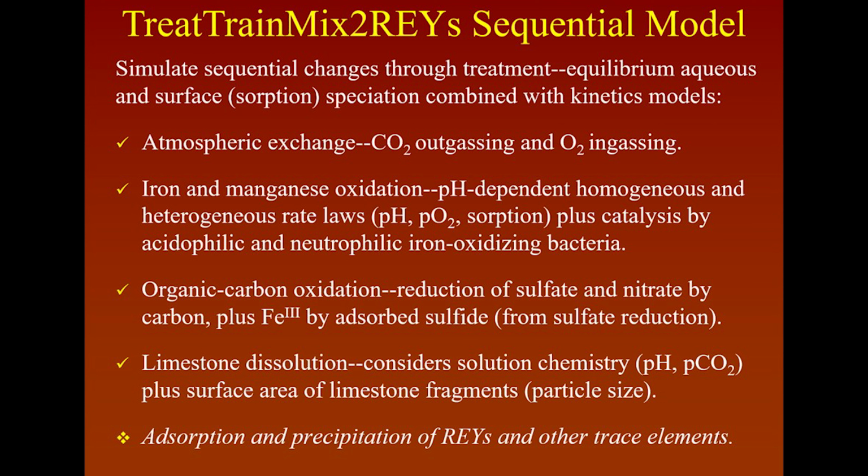Now I'm going to use this treat train mix 2 model, which is the one that incorporates kinetics of iron oxidation. This is to simulate sequential changes in effluent chemistry through successive treatment steps, and the model allows us to simulate 11 successive steps. The water from step 1 is passed after it reacts, and whatever remains in that water goes to step 2. Whatever remains after step 2 goes to step 3. That's the idea of the sequential model. At each step, we can have changes happening that are kinetically limited, in other words, limited by how much time is available for the reaction to occur.